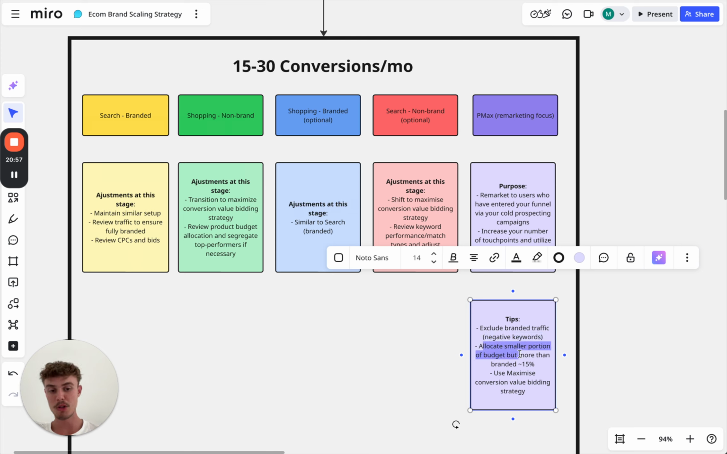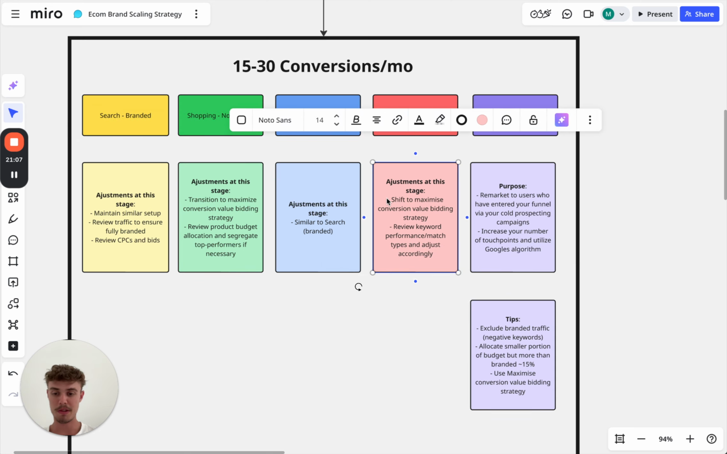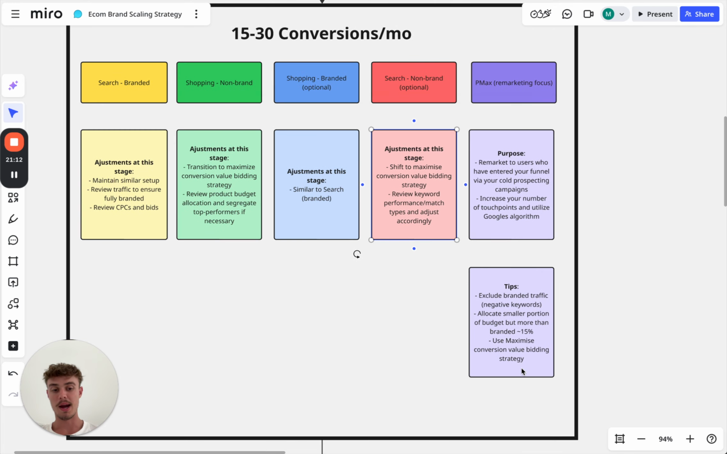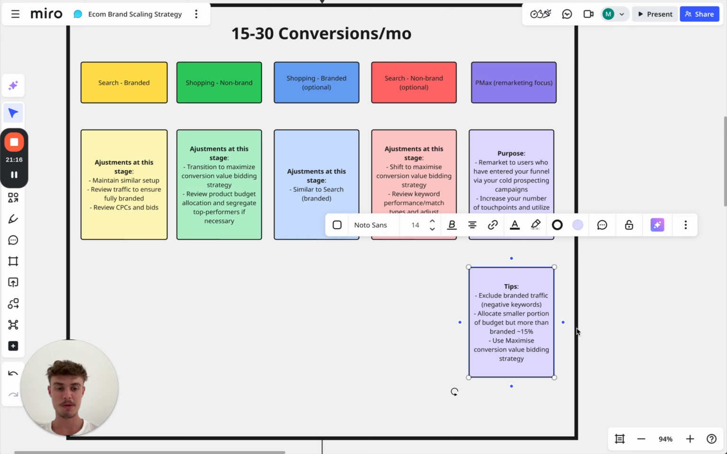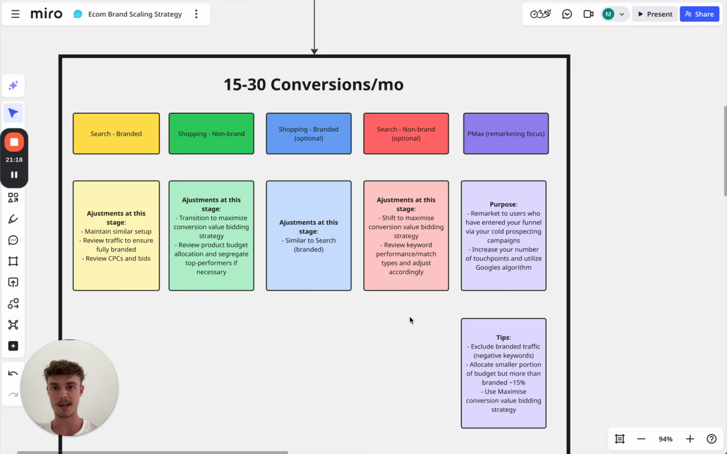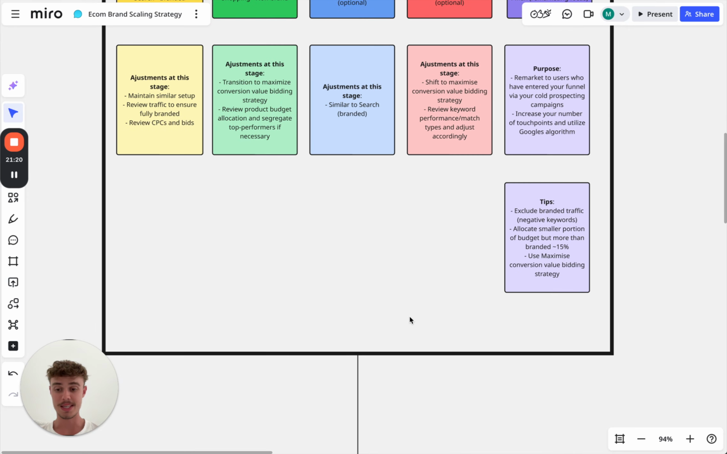Now allocate a smaller portion of your budget here, but more than branded. So you're probably looking at around 15 to 20% of your budget into this campaign, potentially more, depending on what kind of ROAS you're getting, depending on how these campaigns are going. You can really shift this one up and down depending on what your account calls for. And start off with a maximized conversion value bidding strategy without a target ROAS. So we don't want to be using a target ROAS yet, once again, because we aren't getting enough conversions through the account at this stage.